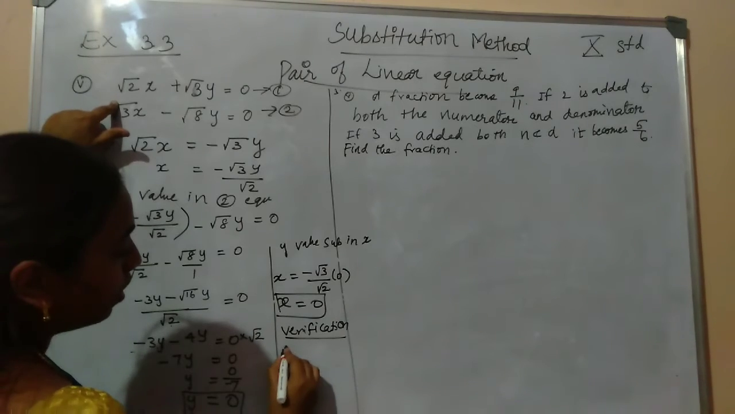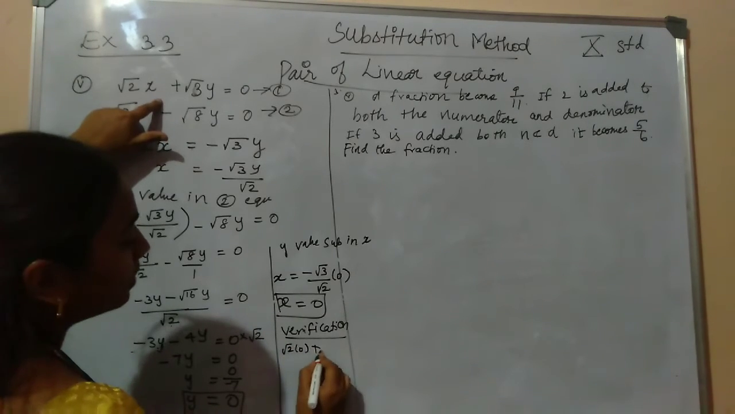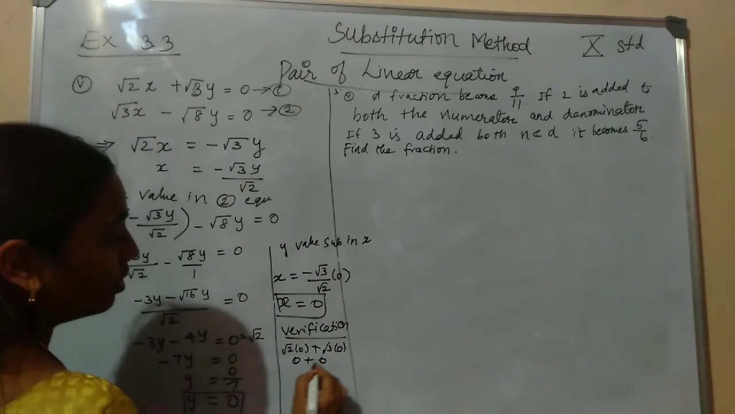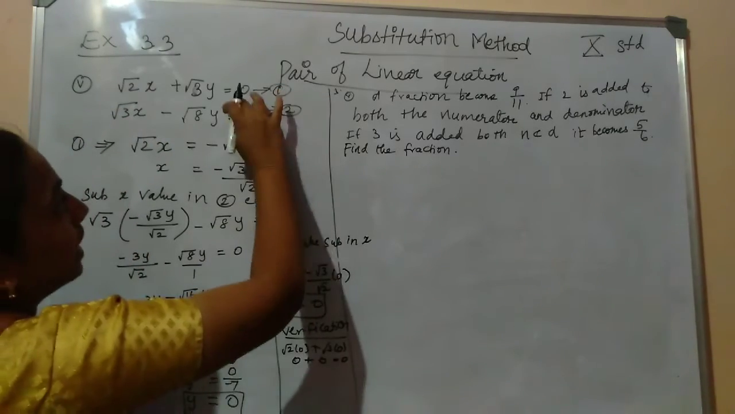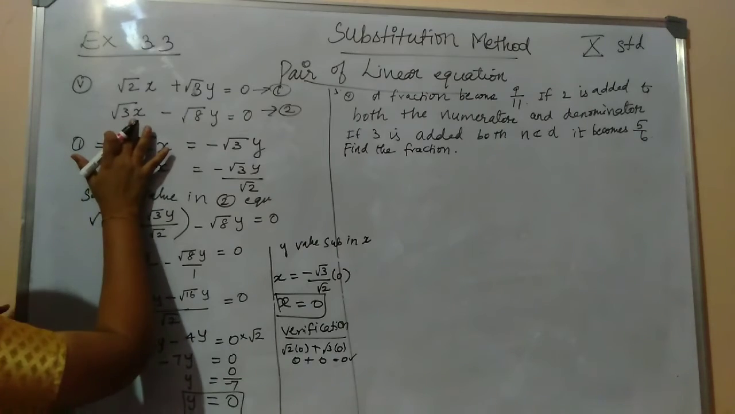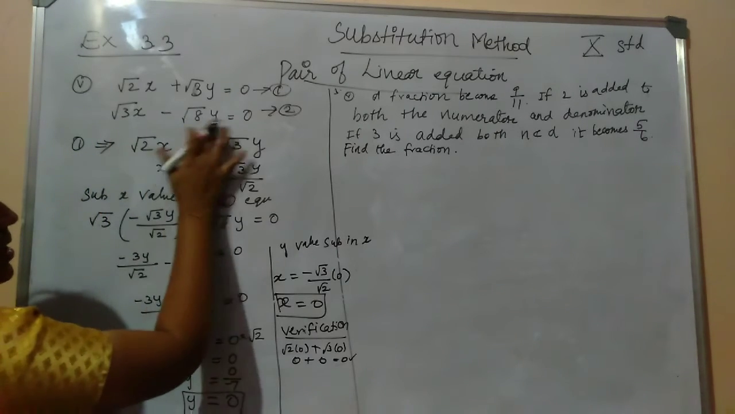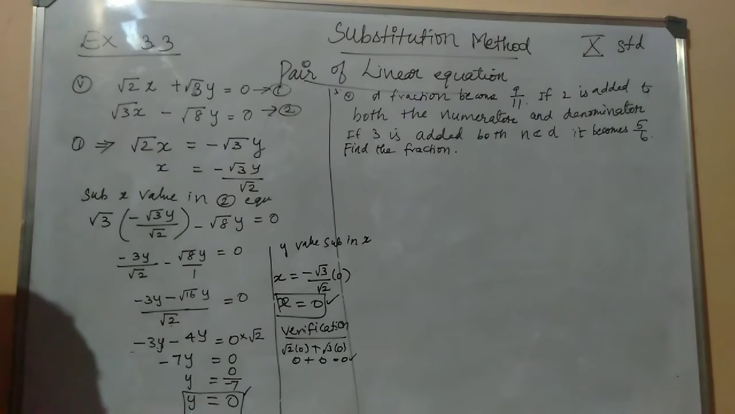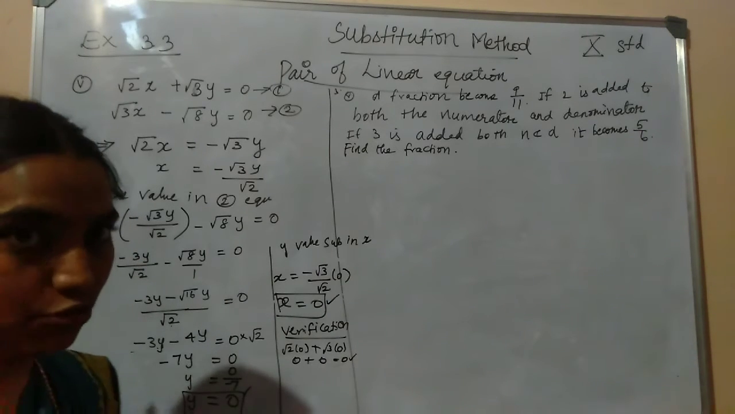How to verify my answer? The first equation: root 2 into 0 plus root 3 into 0. 0 into anything is 0, and 0 plus 0 is also 0. Yes, I got the LHS. In the same way, root 3 into 0 is also 0, and 0 minus 0 is also 0. So my answer is correct. The values of x and y are both equal to 0.